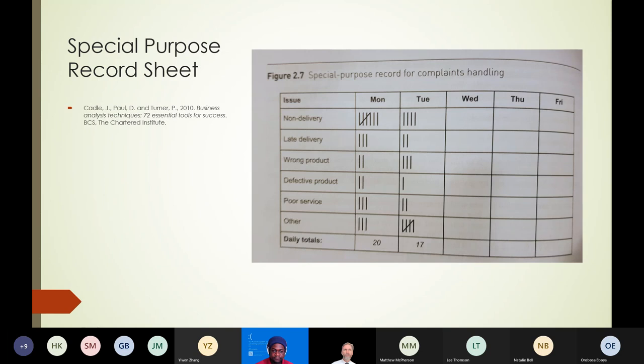This comes from the book, one of the books, an earlier version of the business analysis techniques, where there were 72 essential techniques. They've gone up to 99 essential techniques now. So you might want to do specific sheets to understand what's going on, depending on the problem.